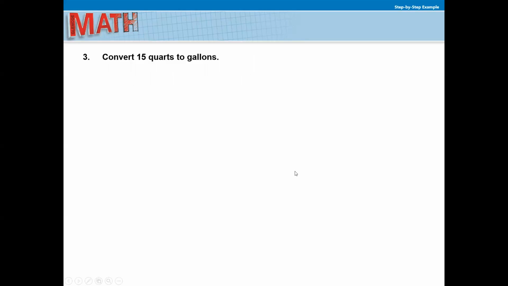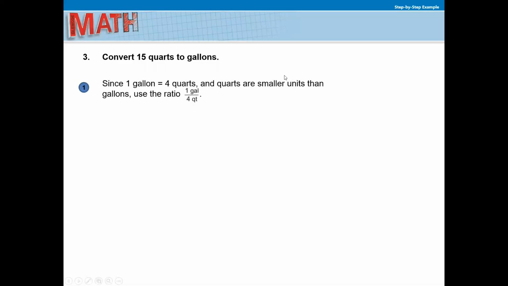Number 3, convert 15 quarts to gallons. Now look, this is different. A quart is smaller than a gallon. When we went from larger to smaller, we multiplied. Let's watch to see what we do here. Since 1 gallon equals 4 quarts, and quarts are smaller units than gallons, use the ratio 1 gallon over 4 quarts. Notice they put the 1 on top. 15 quarts equals 15 quarts times 1/4 of a gallon. Remember, these quarts are going to knock each other out.